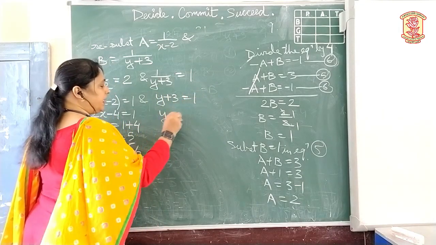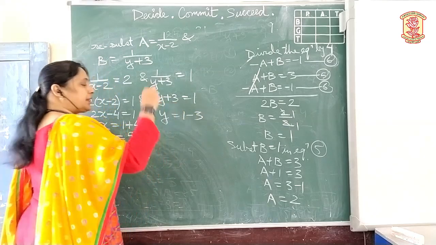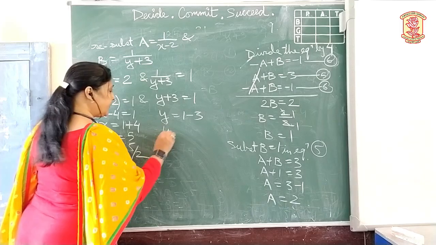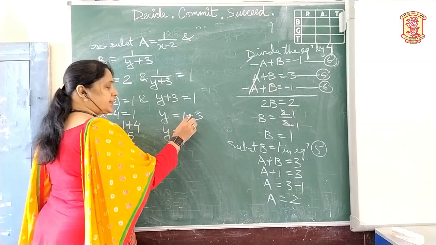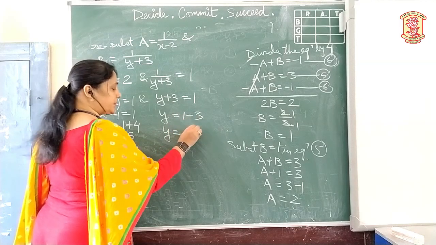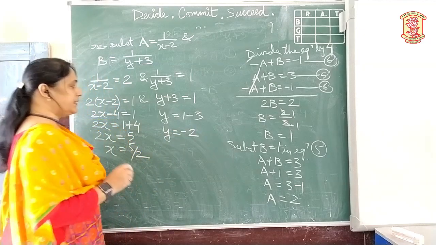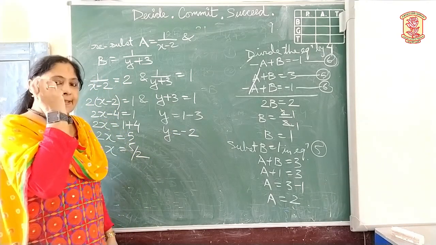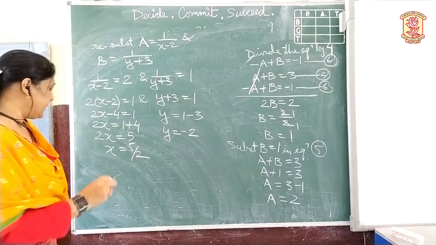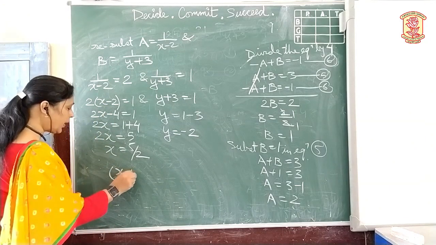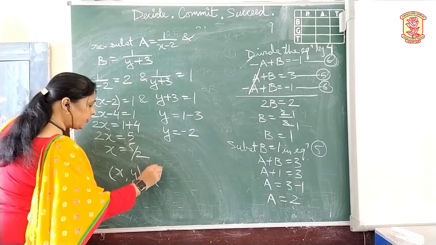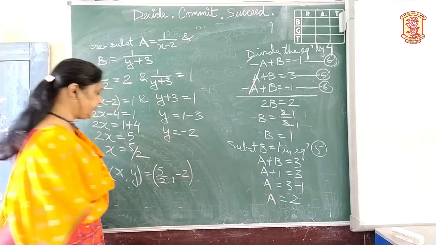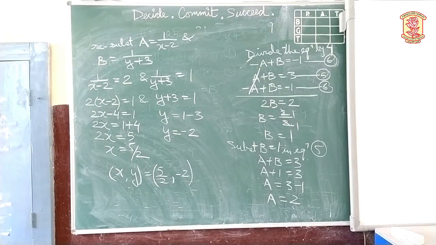So y will be 1 minus 3. Plus 3 when it goes on the other side, it's going to be minus 3. So the value of y will be 3 minus 1 is 2 and the bigger number sign is minus. So here the solution for this problem is x, y equals 5 upon 2 and minus 2.